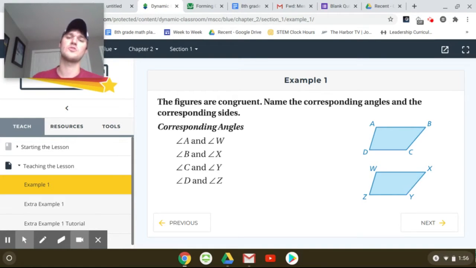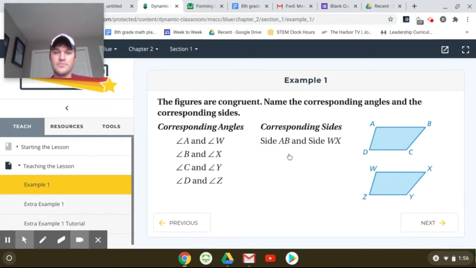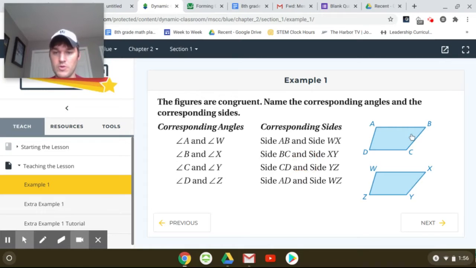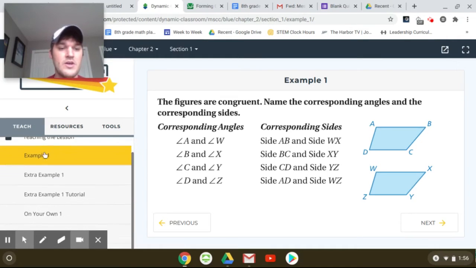I could also talk about corresponding sides. So I could talk about side AB. This would be corresponding to WX. Again, opportunity for you to test yourself. Which side in the second shape is corresponding to side BC? Which side is corresponding to BC? If you said XY, then good for you. You've already caught on. And there are 4 different sides, so there are 4 different pairs of corresponding sides. All right, so there you have it.